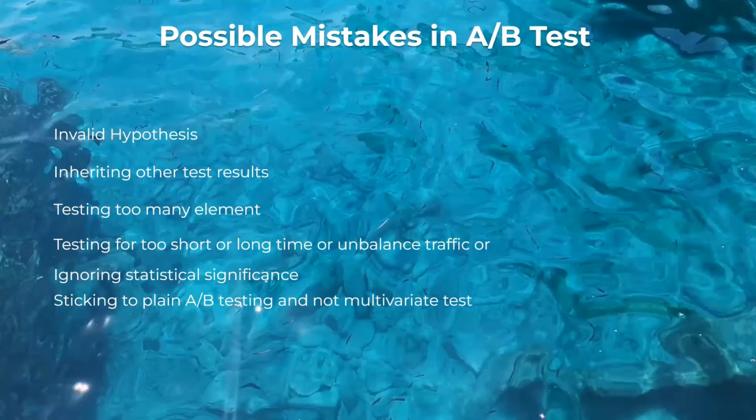What are the possible mistakes that we can make in A/B testing? Invalid hypothesis, inheriting other test results, testing too many elements, testing for too short or long time or unbalanced traffic, ignoring statistical significance, sticking to plain A/B testing and not multivariate testing.